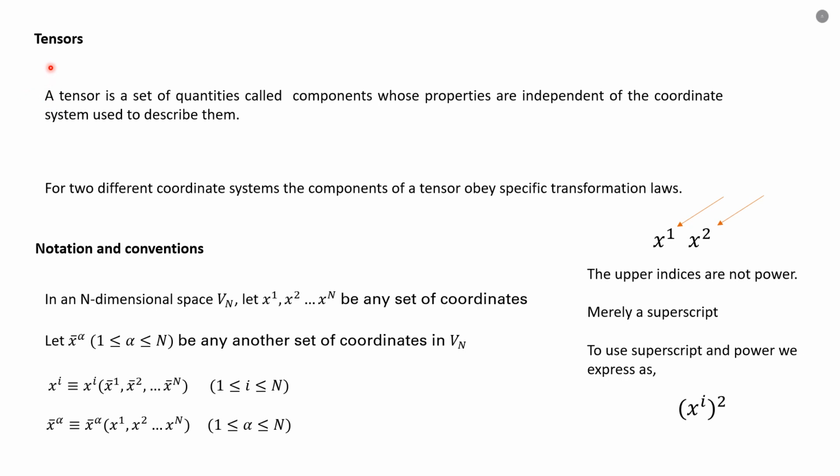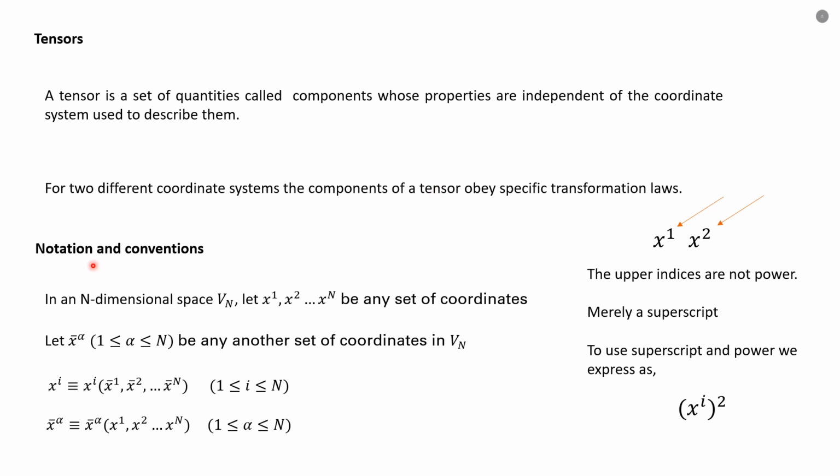So let us define tensors. A tensor is a set of quantities called components whose properties are independent of the coordinate system used to describe them. For two different coordinate systems, the components of a tensor obey specific transformation laws. So we shall see certain examples to understand this definition later.